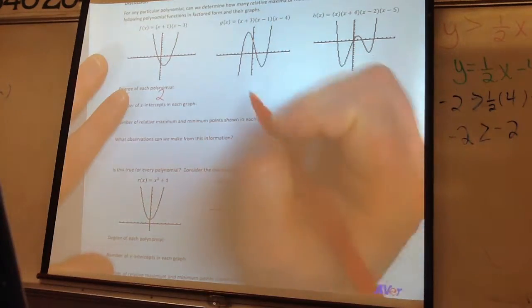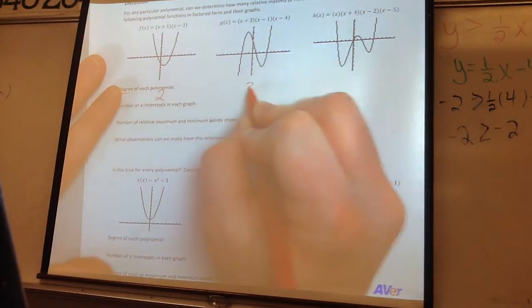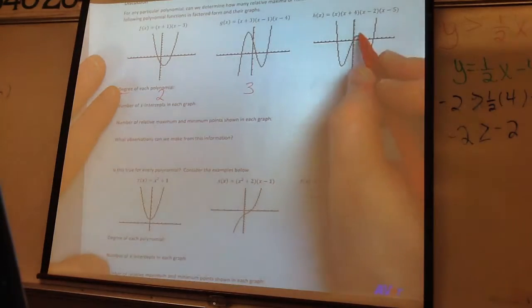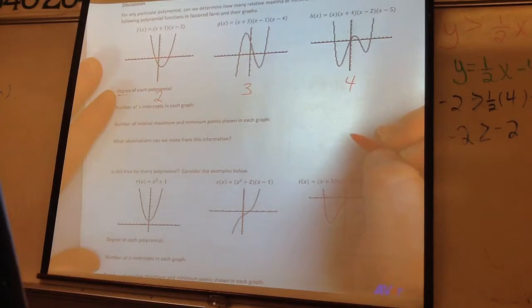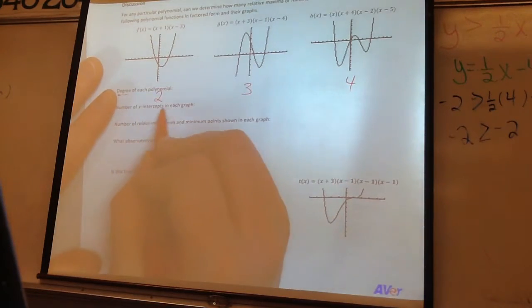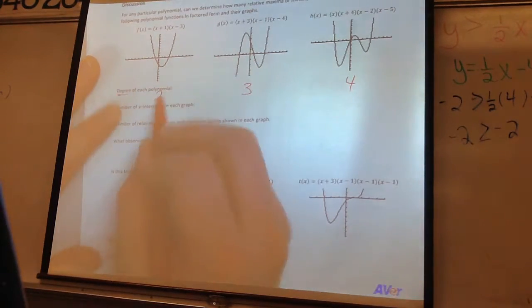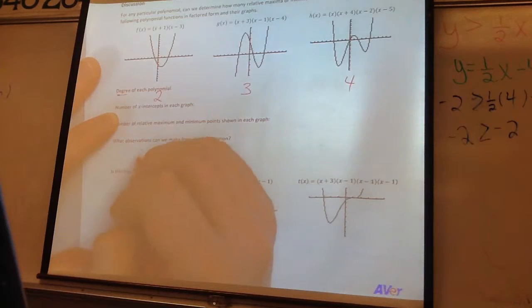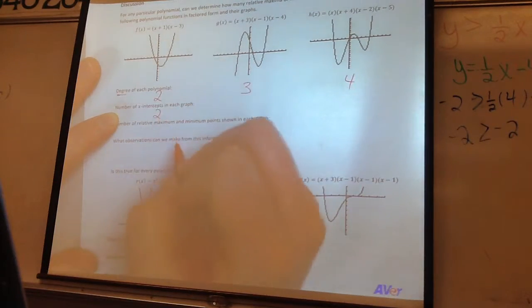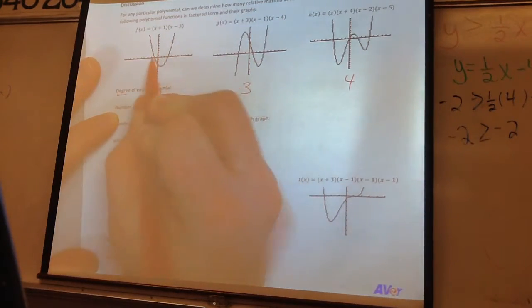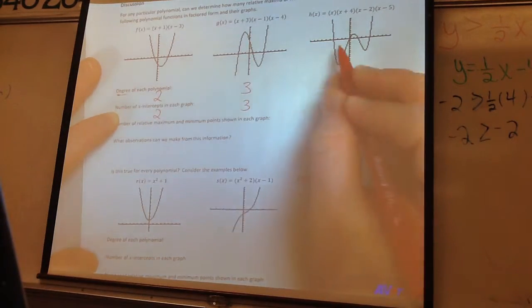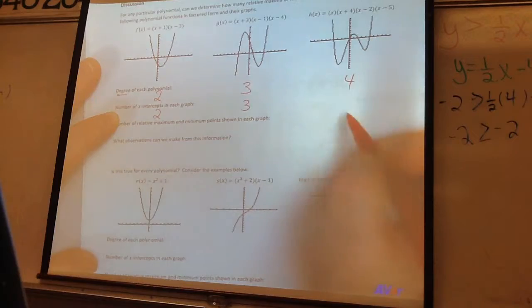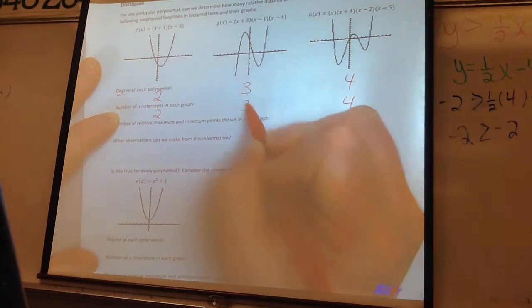X times x times x is x to the third. And this one, x to the fourth. Number of x-intercepts. How many x-intercepts does that have? 2. X. 1, 2, right there. How many does that one have? 3. How many does that one have? 1, 2, 3, 4. Interesting.